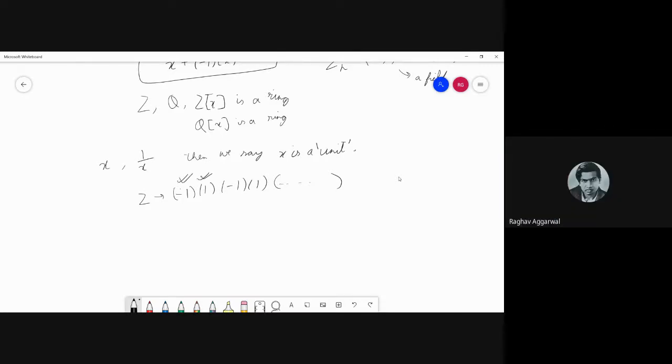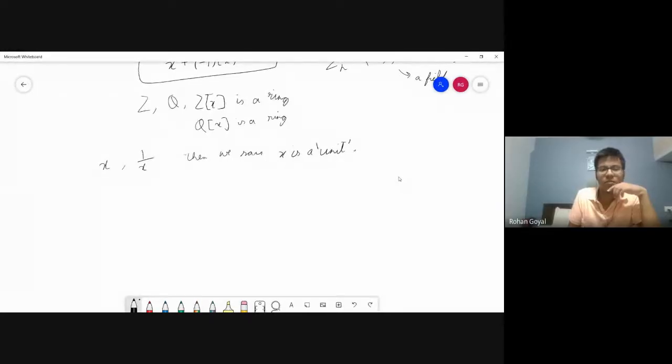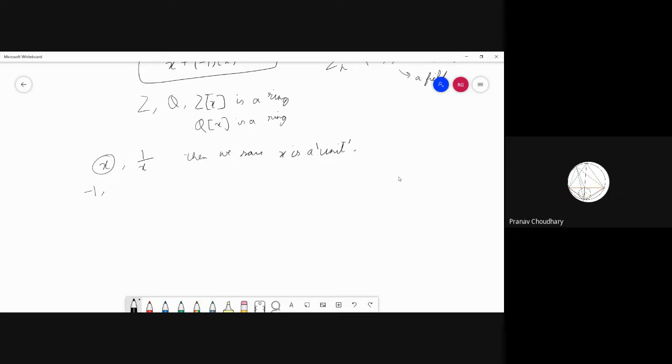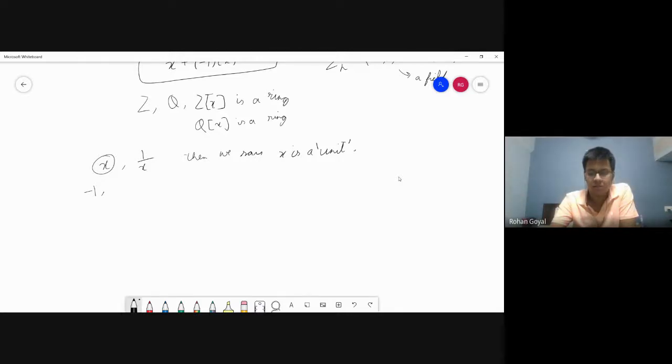If x and 1 by x are both there, then x is called a unit. So -1 is a unit because 1 upon -1 is also there. 1 is a unit because 1 upon 1 is just 1, which is also there. If 2 is there in the rational number field, then 1 by 2 is also there. So everything nonzero is a unit in rational numbers.